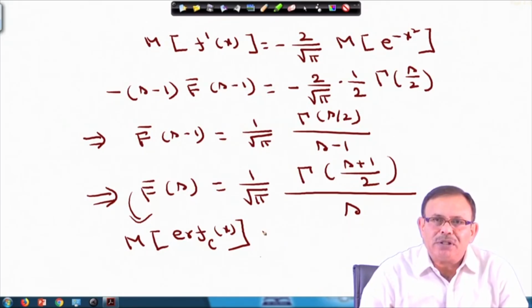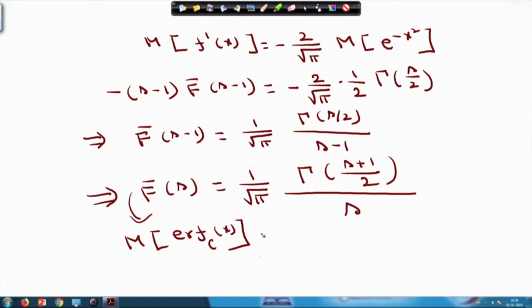So, in the next class we will continue with some more examples on Mellin transform, and then in the subsequent lectures we will go through another important transform which we call Z transform, which is being used in many basic statistical methods also.